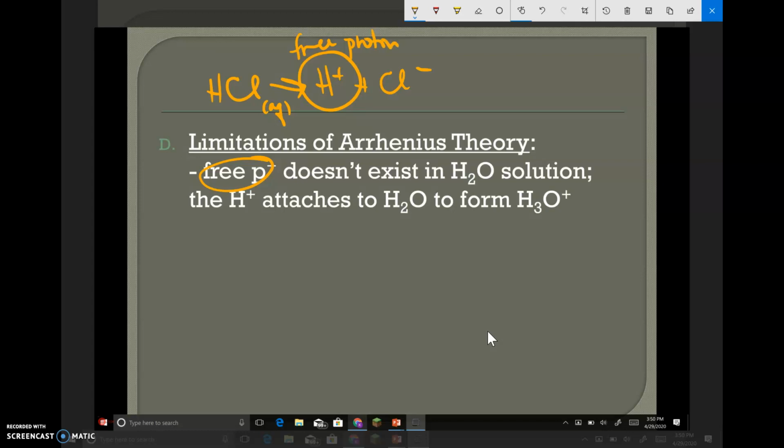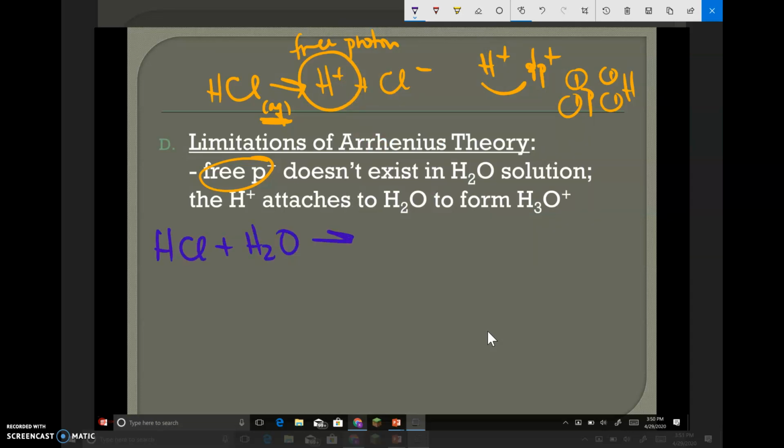Because remember, a hydrogen ion and a proton are interchangeable because they both have a mass of 1 and a charge of 1. Okay, so proton and hydrogen ions are interchangeable. So what happens if we show water, so instead of having this aqueous right here, we're going to actually show water in a solution. So when we do that, let's say we have HCl plus water. What happens is that this HCl, because you have a positive and negative charge, it's going to break up into ions when we put it in water.